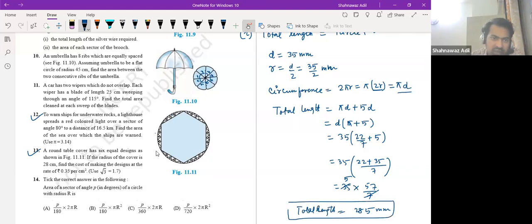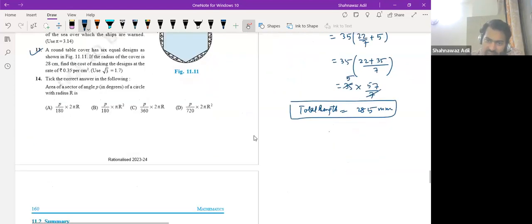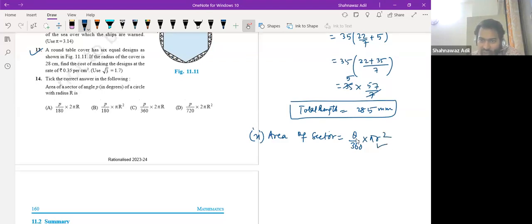And in the next part, we have to calculate the area of each sector of the page, right? So to calculate the area of a sector, what do we need? We need theta and we need r. So r we have calculated, we need to find out this theta, right? So this is the pooch and it has five diameters. 360 by 5.